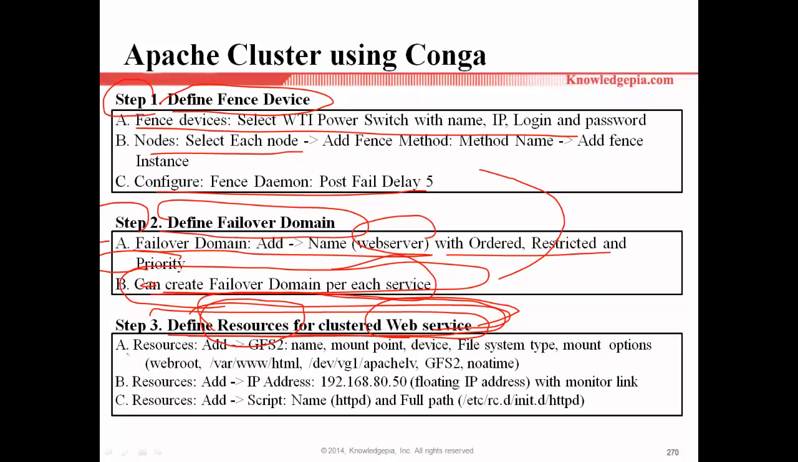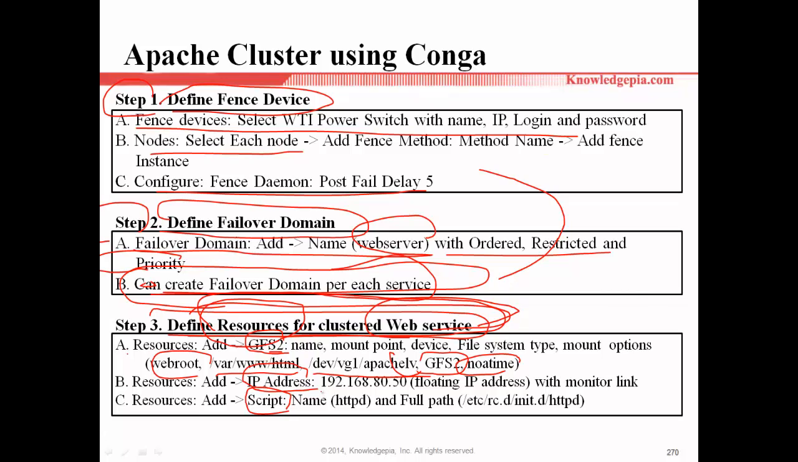So here there are 3 resources. First one, GFS2 as a file system. Second, IP address. Third, script. In case of the GFS2, I already told you the name will be web root, the mount point /var/www/html, and the device, the vg_apache logical volume, and the file system type GFS2, and option noatime.